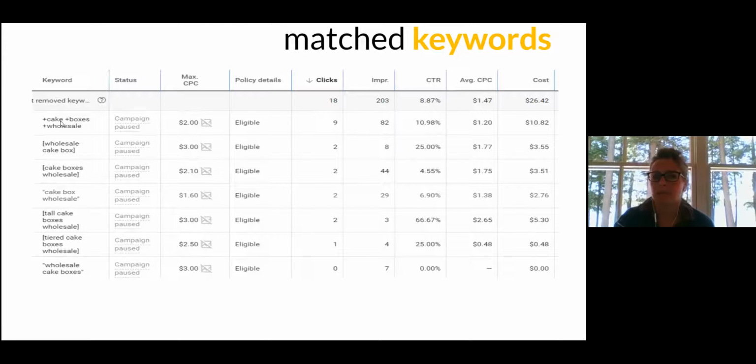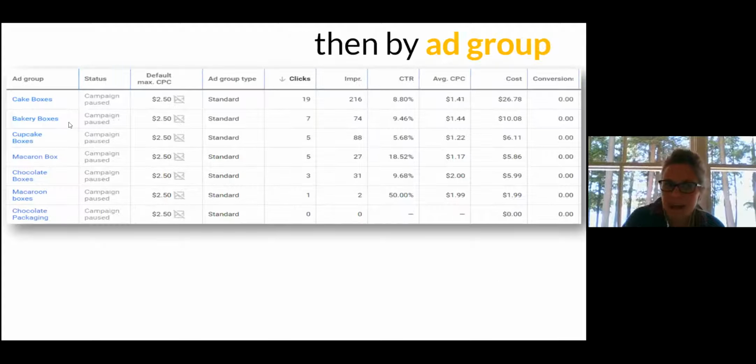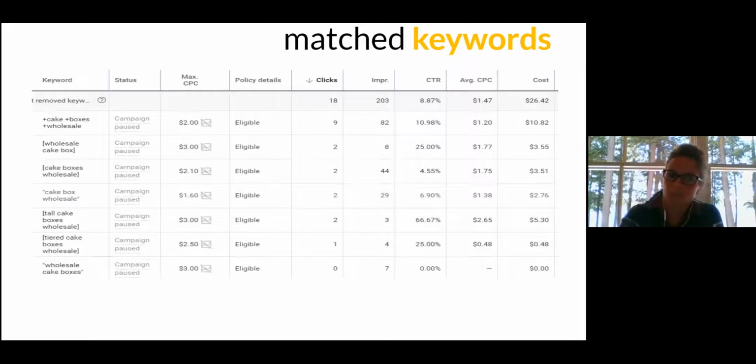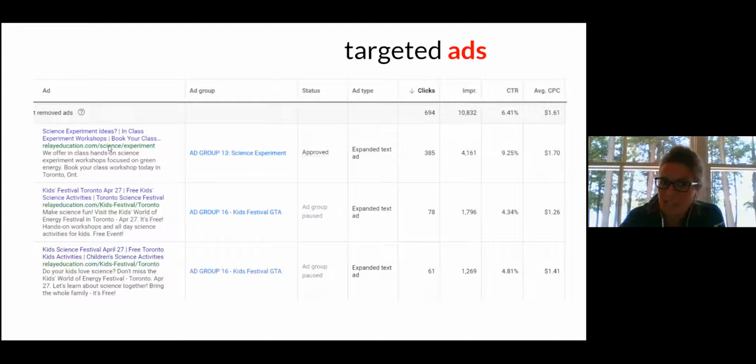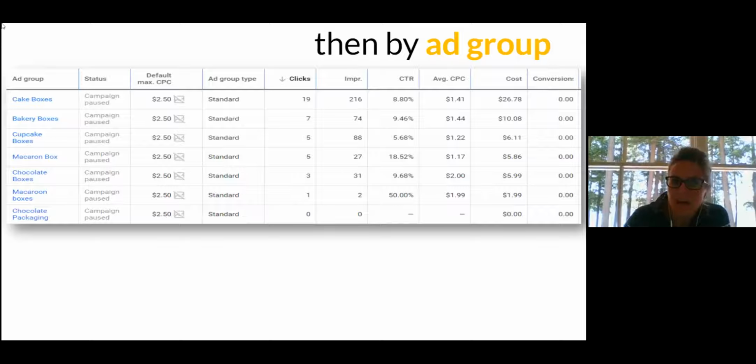They want to bid on the keyword cake boxes wholesale, cake boxes, tall cake boxes wholesale, tiered cake boxes wholesale, et cetera, et cetera. Every single keyword within the ad group called cake boxes has something to do with cake boxes. That's what allows you to write detailed advertising related to the theme of the keyword. So every single ad group has its own set of ads related to the theme of that ad group.